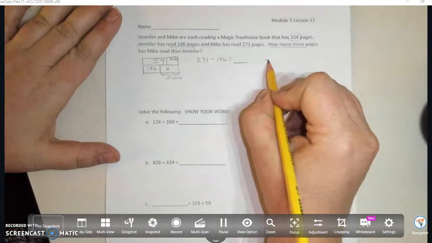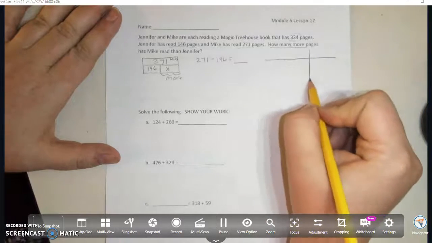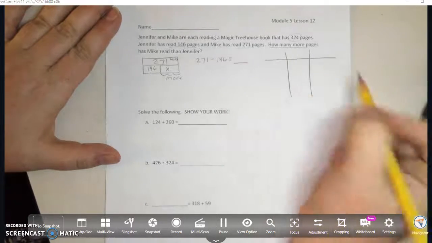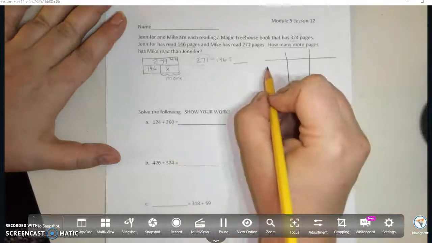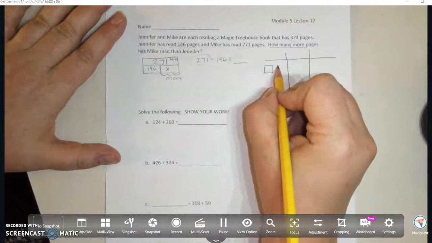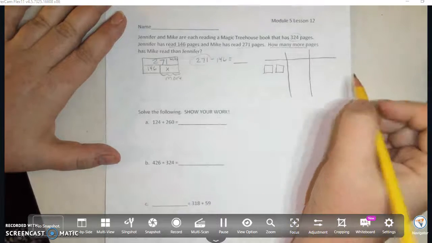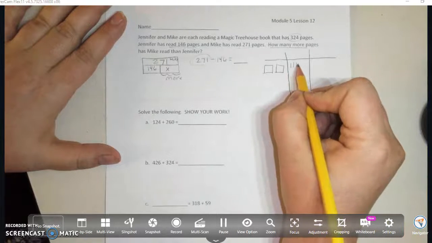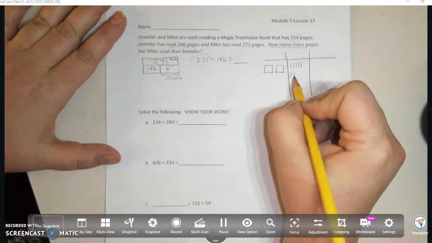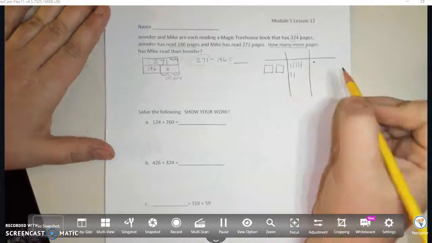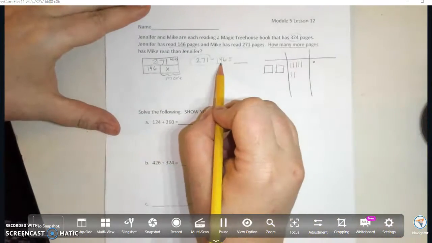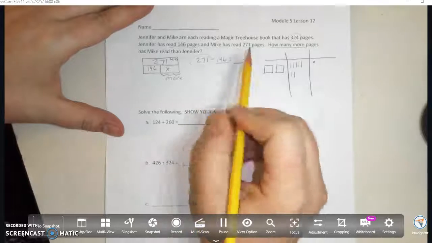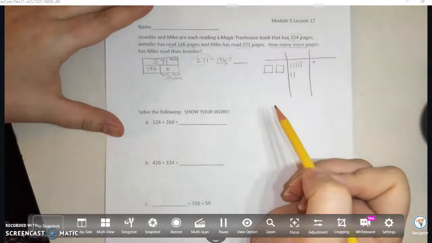I'm going to go with the place value chart to start. Draw my place value chart, and I'm going to put my whole number in my place value chart, being nice and neat and tidy. 2 hundreds, 1, 2, 3, 4, 5, 6, 7 tens, and 1 one. And then I'm going to start removing my part. I'm going to start with my lowest number, which is a 6.